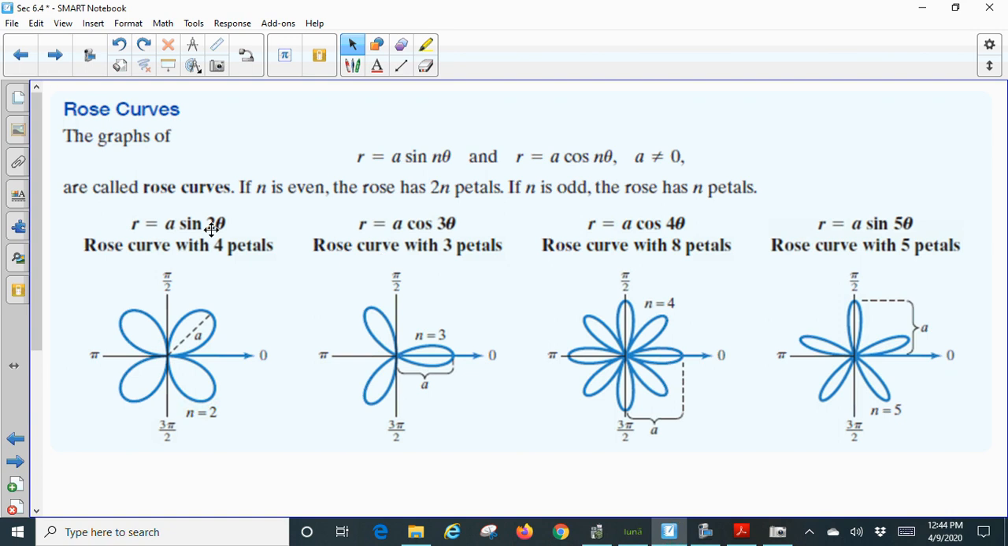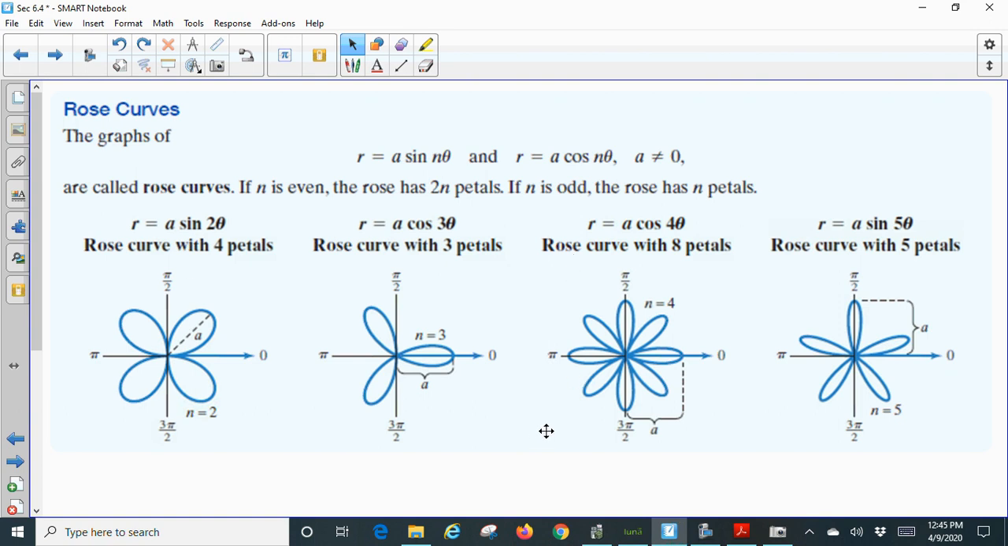If the number is an even number, we will get an even number of petals. If it's odd, we'll get an odd number of petals. You'll notice we had 2 for the number, 4 petals. We had 3, so it's odd, we got 3. So when the number is odd, we'll get that many petals. If the number is even, we will get double the petals. So with 2, we had 4 petals, with 4, we had 8.